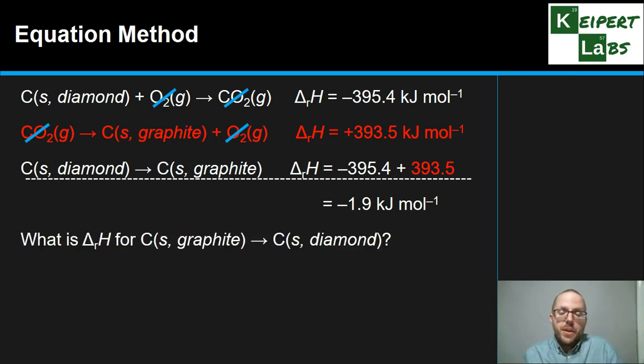Okay, and so then we can ask ourselves the theoretical question of, well, what would the value be to turn graphite into diamond? We know that it should be 1.9 kilojoules per mole, that it's the reverse of that first process, and so we would take that value and reverse the sign.